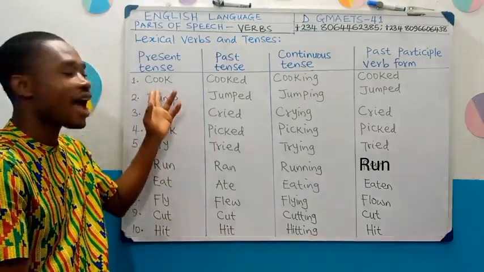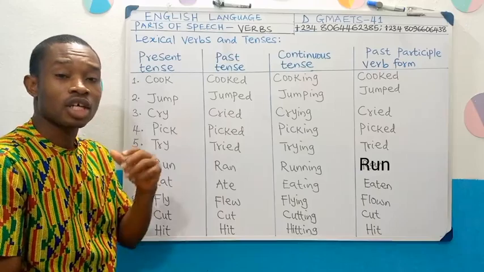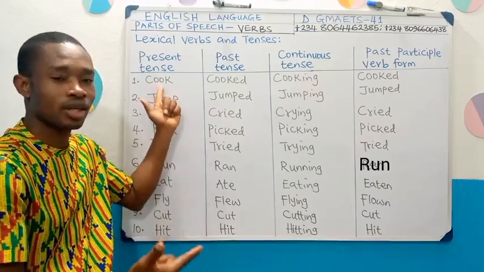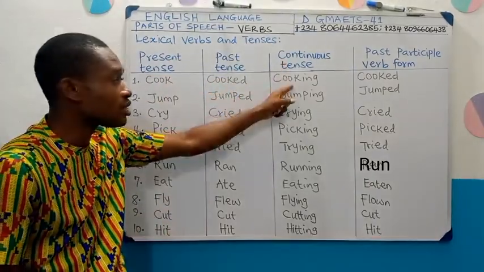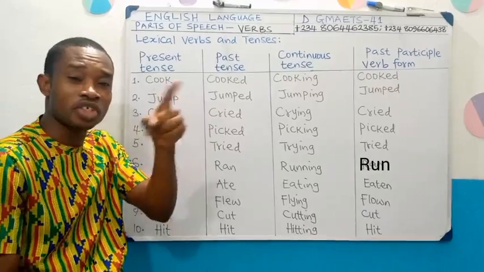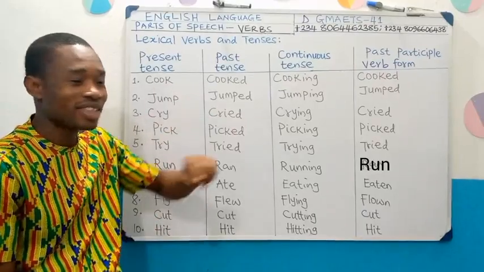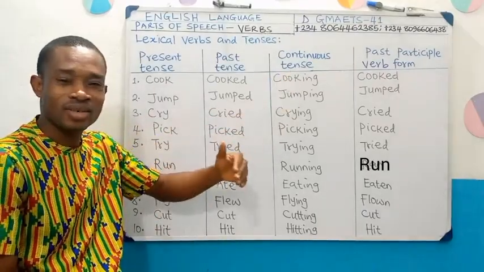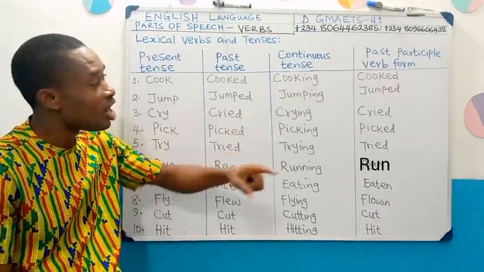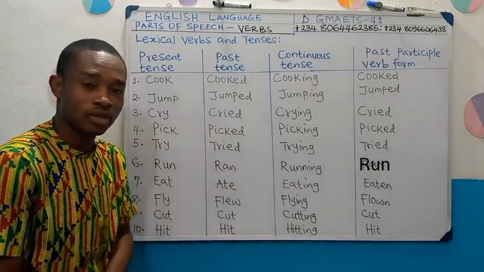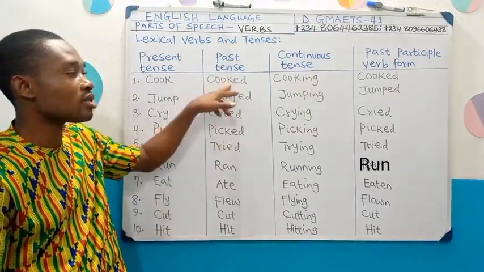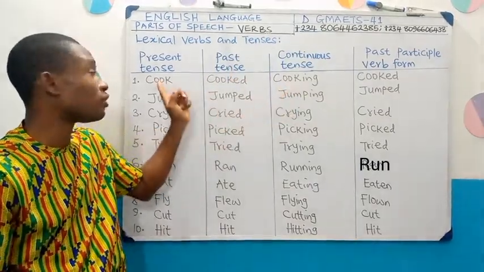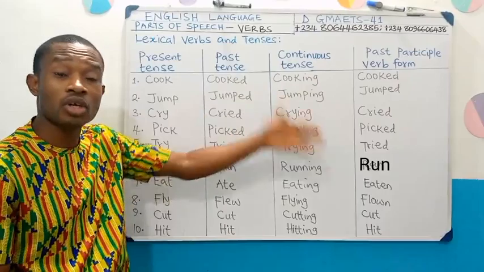Number one here, I have present tense, cook. The past tense of cook is cooked. The continuous tense is cooking. That's the ing verb, okay? Continuous tense, they usually end with ing. Okay, past participle is cooked. You can see that past tense and past participle form of cook are the same thing, cooked.